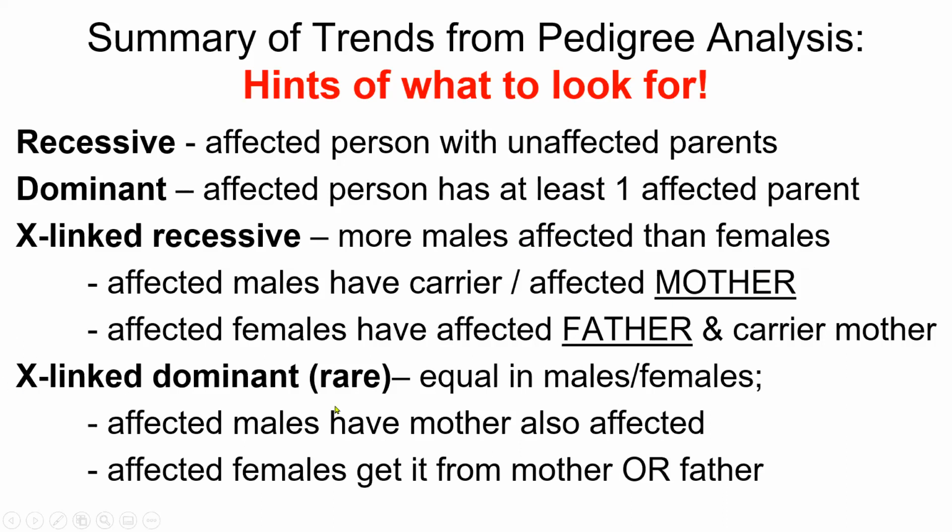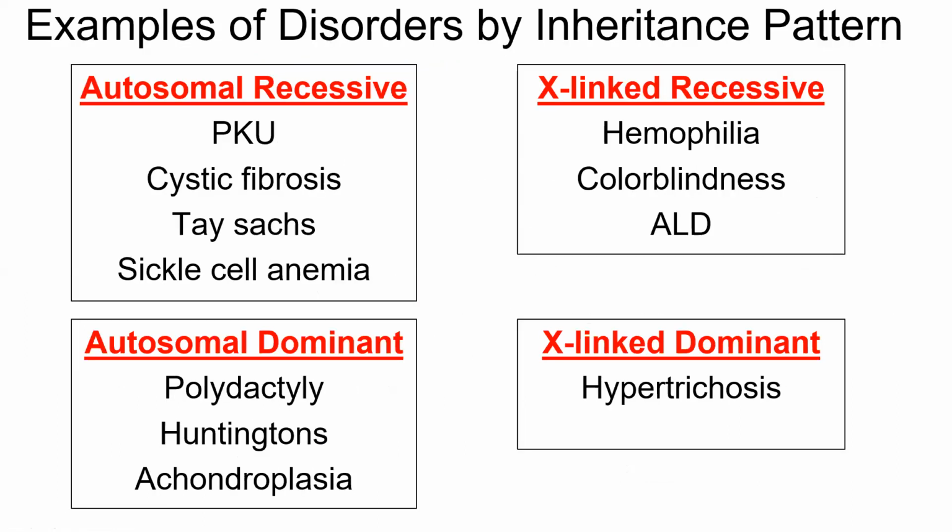If it's X-linked dominant, you're more likely to see it in both sexes, male and female. Females are getting it from either parent, or the males might have to have a mother who's affected, because for a male to get an X, he gets it from his mother. Okay. So those are just some clues to look for. Remember, not rules, they're clues, hints.